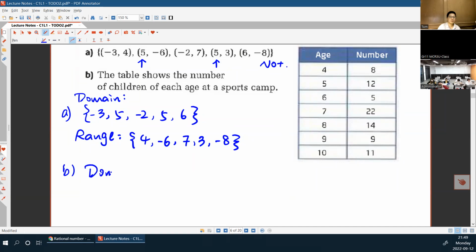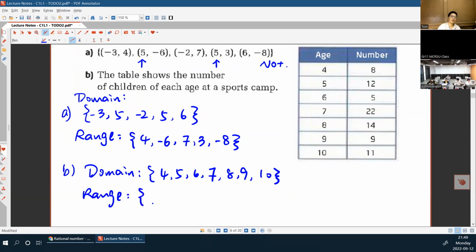Now the relationship shown in the graph in question B. First, let's check the domain. The domain is just a collection of all the inputs here. So that's 4, 5, 6, 7, 9, 8, 10. And how about the range? The range is a collection of all the images on the right, which is a set that contains 8, 12, 5, 22, 14, 9, 11.